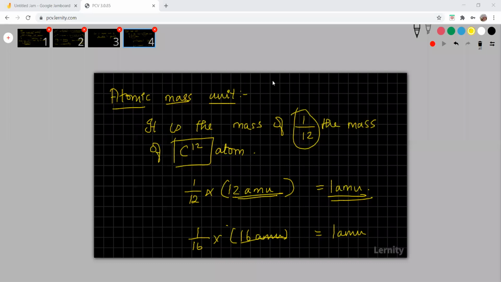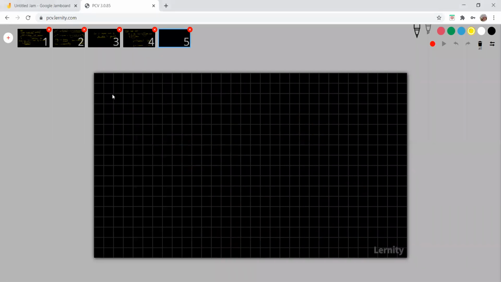Okay. Now shall we go to the next one? The next one that we are going to see is atomic mass. So atomic mass is nothing but the mass of one atom.